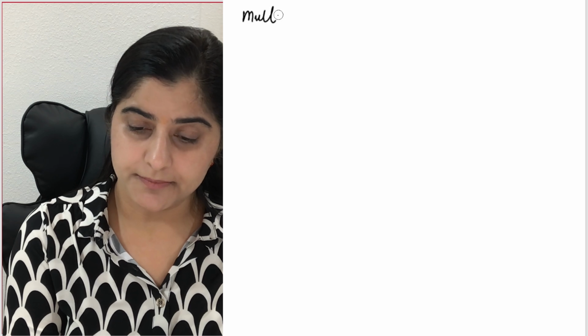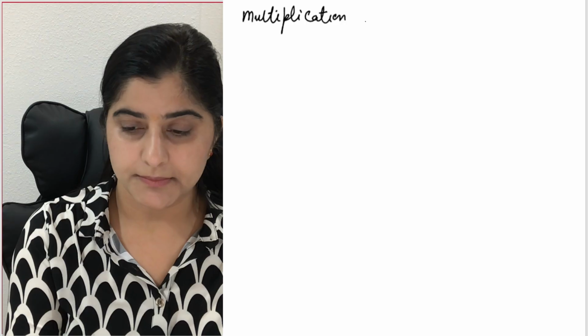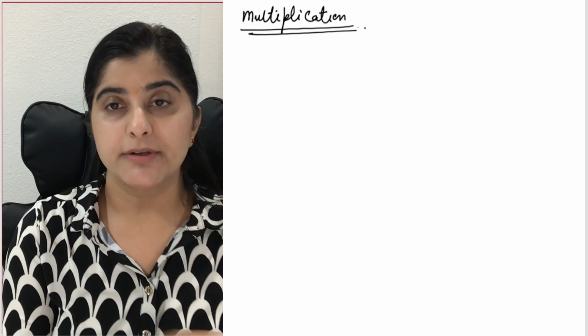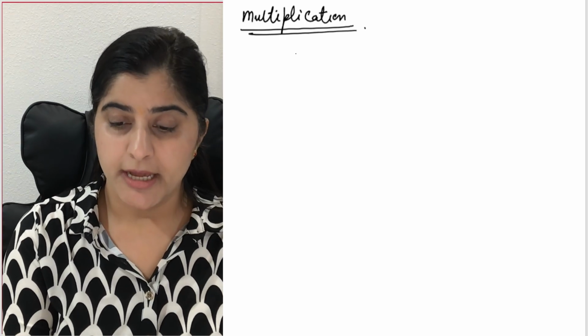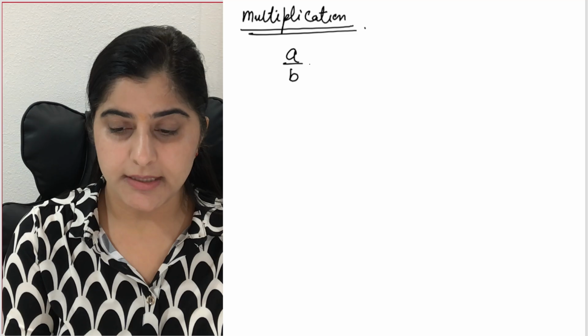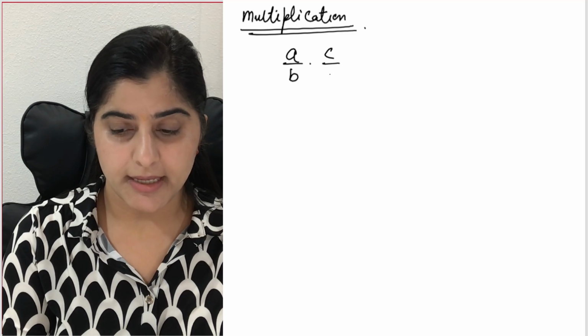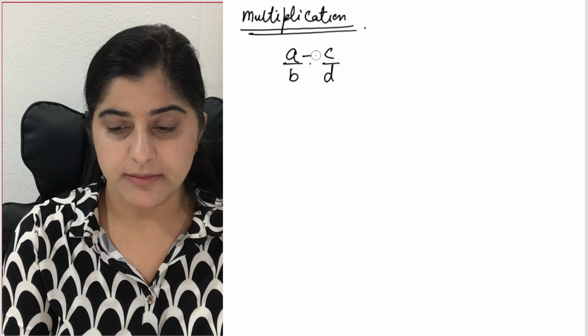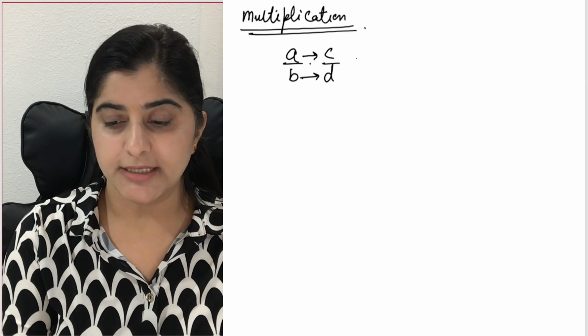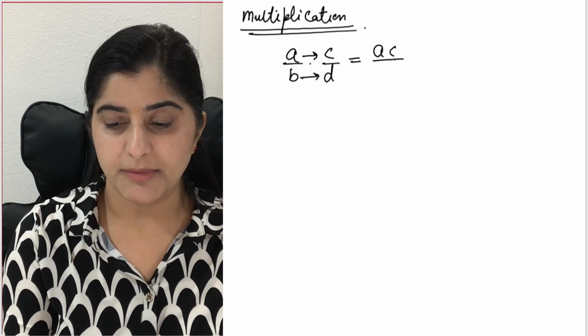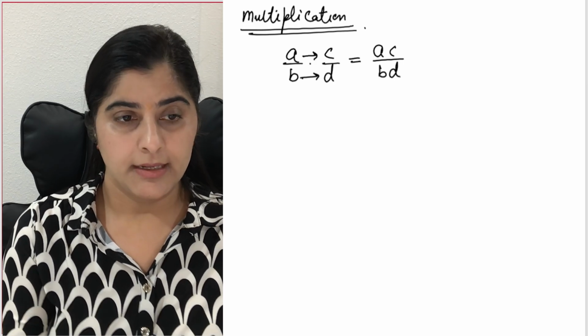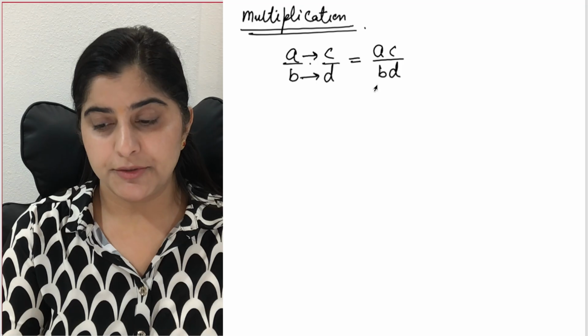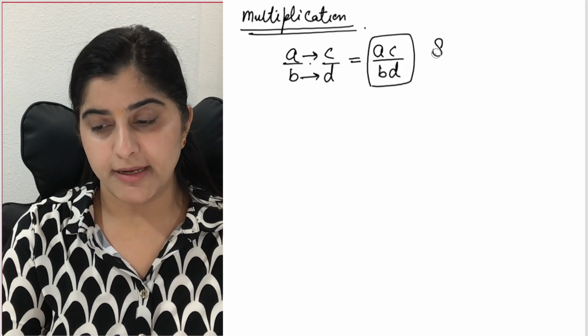Multiplication and division. So let's first talk about multiplication. If you have two fractions and you are multiplying these two fractions, we always multiply numerator with numerator and denominator with denominator. And make sure you simplify your final solution.